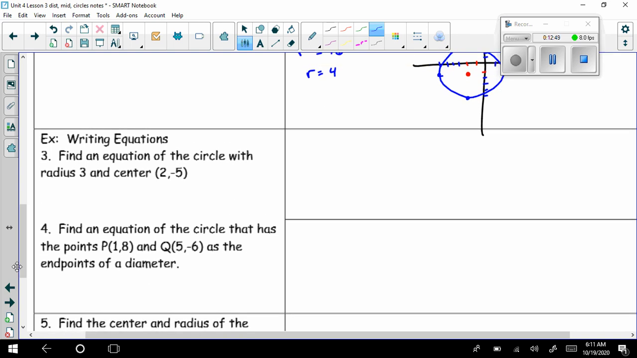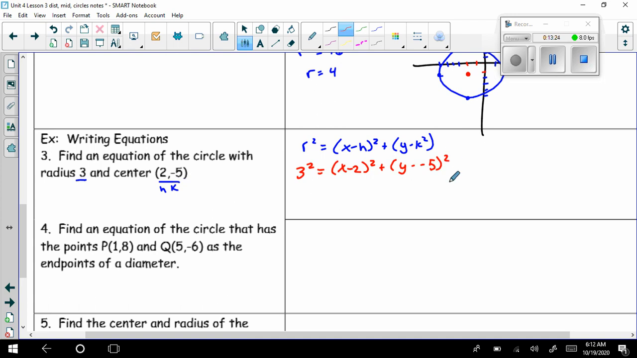All right, now switching up to actually writing the equation. Find an equation of a circle with a radius of 3 and a center at 2, -5. Remember that this is h and k. This is your r. So you're going to have r squared is equal to x minus h squared plus y minus k squared. Or flip that around. Again, it doesn't really matter. So 3 squared goes in. Then you have x minus 2 squared plus y minus -5.